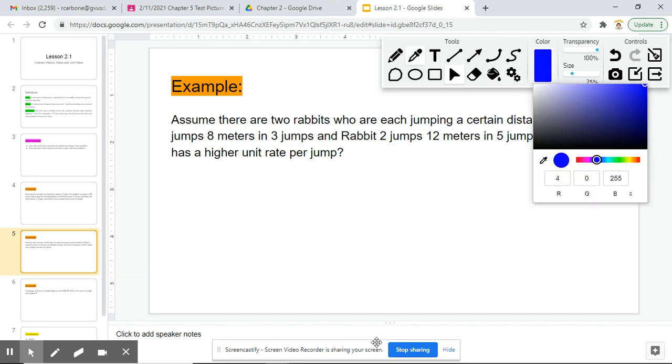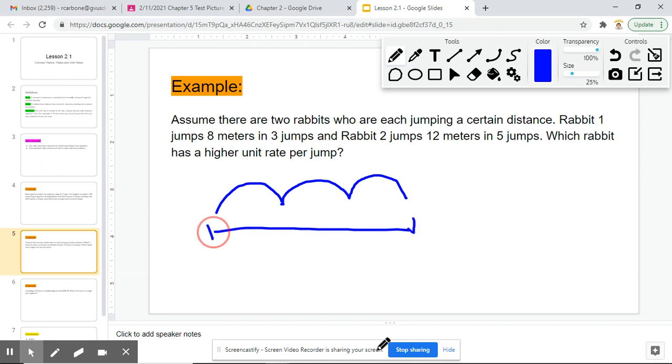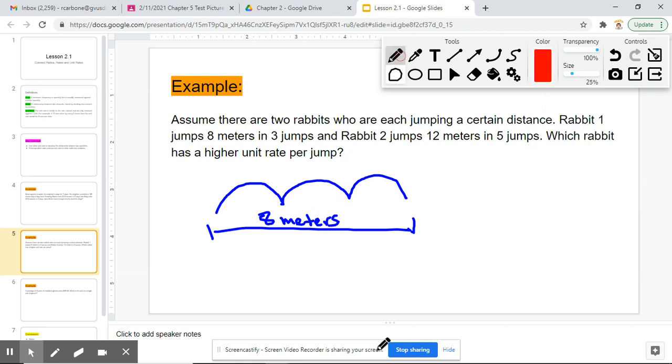All right, I think we should draw this one out so we can get a little bit of a better visual. So Rabbit 1 jumps 8 meters in 3 jumps. 1, 2, 3, and this is lasting 8 meters. And again, we're assuming that each jump is the same amount. All right, so blue is Rabbit 1, and we will do red for Rabbit 2. So Rabbit 2 is jumping 12 meters in 5 jumps. 1, 2, 3, 4, 5.